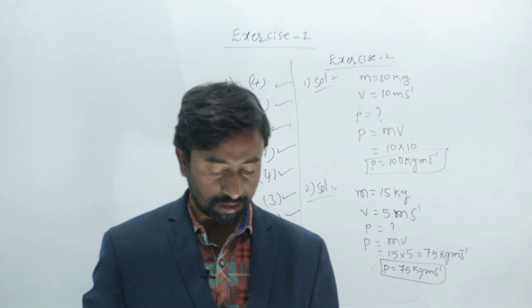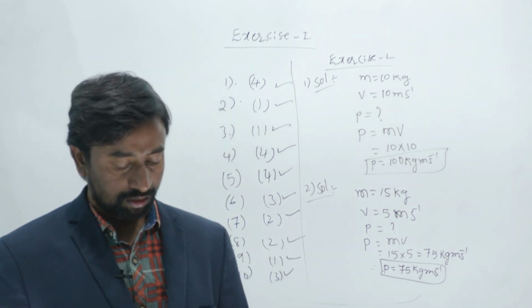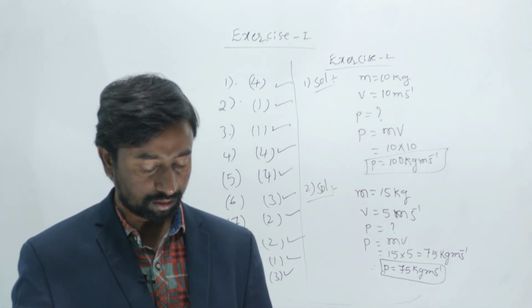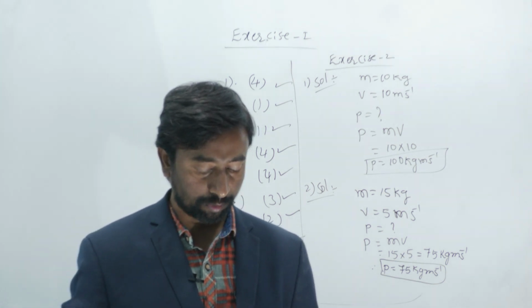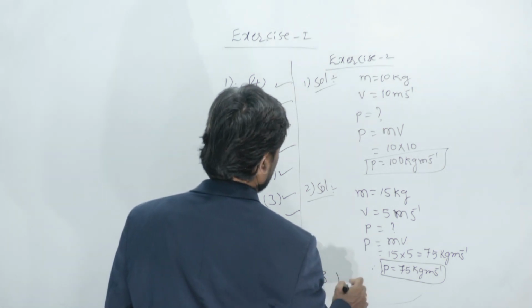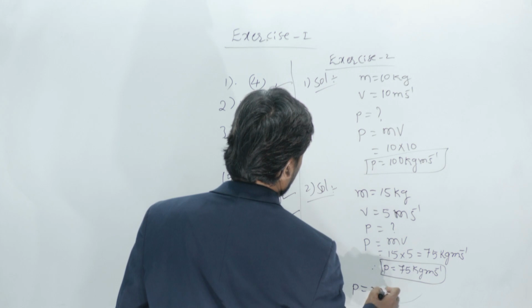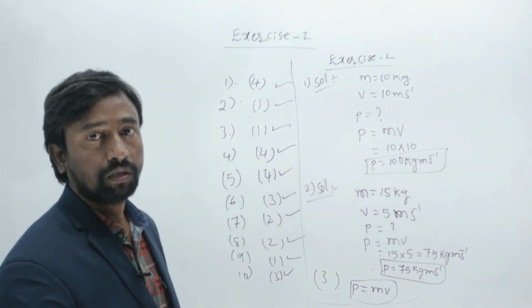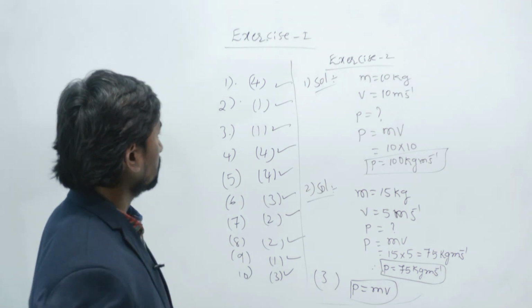Now the third one: if m is the mass of the body and v is the velocity of the body, then the momentum P of the body is given by, option 2. So P is equal to m into v. This is the answer. The third one is that one.